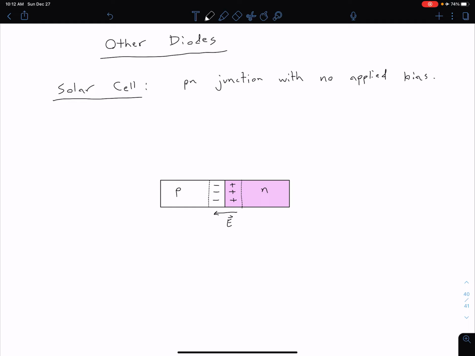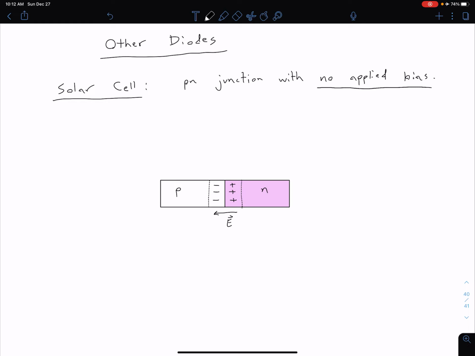So the first one is a solar cell. A solar cell is just a p-n junction that has no applied bias. I've got our simple p-n junction drawn down here. Of course, we're oversimplifying, but this is the basic idea. Remember, we have a depletion region, and in that depletion region, we have an electric field.